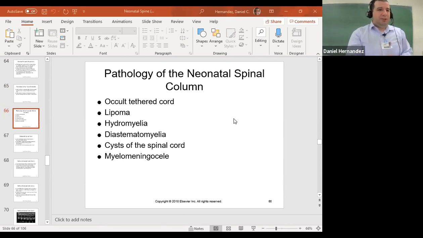All right, so pathology for the neonatal spinal column. So our main one that we're going to be looking for is the tethered cord. Some other potential pathologies we might encounter could be a lipoma, hydromyelia, diastematomyelia, cysts of the spinal cord, or a myelomeningocele.